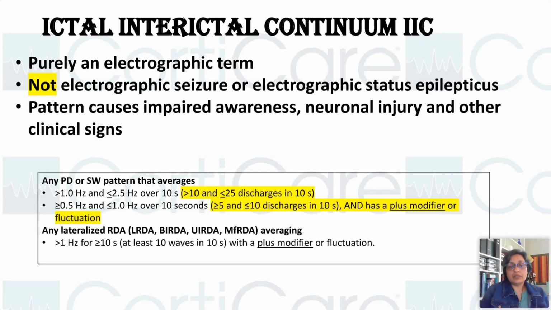Now, what about lateralized rhythmic delta or multifocal rhythmic delta? Again, more than 1 hertz of delta for more than 10 seconds. That means you're going to see 10 waves in 10 seconds with a plus modifier. So your LRDA plus F, LRDA plus S. If you're seeing that and it is happening in a continuous pattern, then you call it an IIC. Any doubts? Always reach out to the MD. We are trying to get a webinar purely on ictal interictal continuum to clear up all the doubts that we are having.